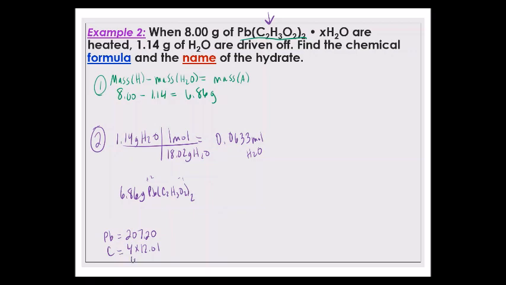There are 4 carbons, so 4 times 12.01 for carbon. 6 hydrogens, 1.01. And then oxygen, there are 4 times 16. So throw that all in your calculator and add it up. So 64 plus 207.2 plus 48.04 and 6.06. I'm getting 325.3. Anybody else get 325.3?